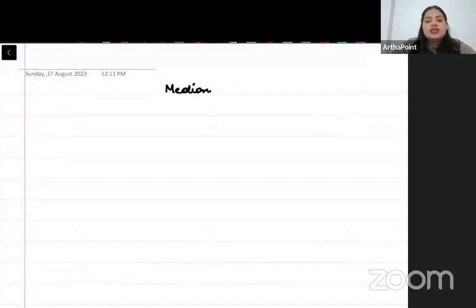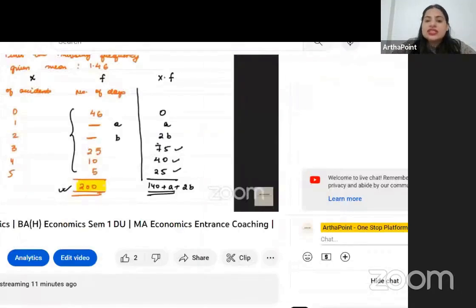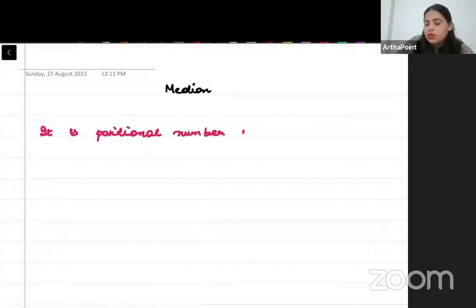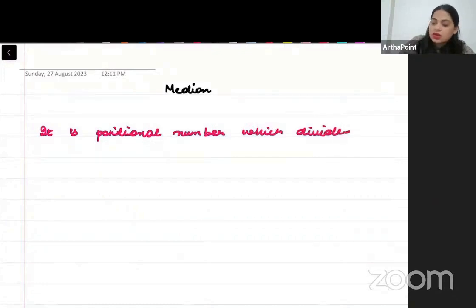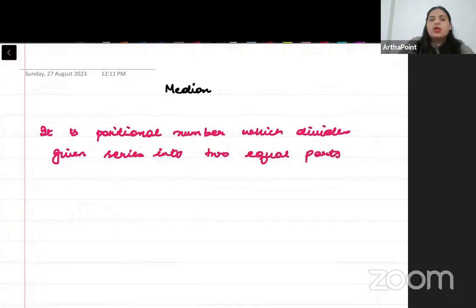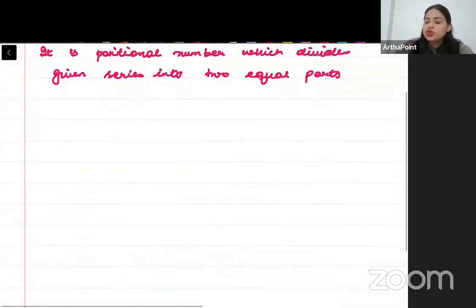Number which divides your given data set in exactly 2 equal parts. So please write down, it is a positional number which divides a given series into 2 equal parts. Exactly 2 equal parts में अगर करे कोई चीज तो वो मीडियन है.